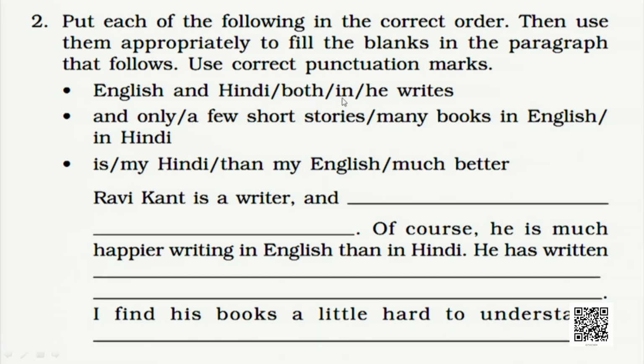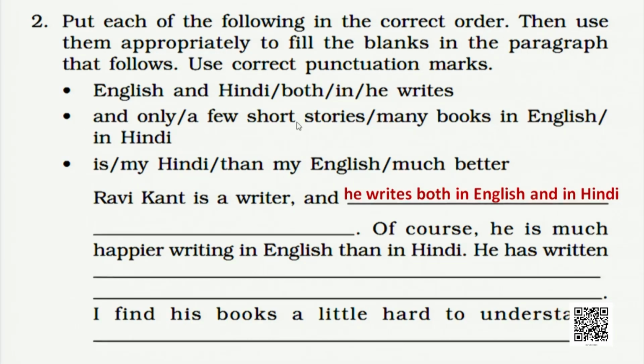English and Hindi both in he writes. Okay. So Ravi Kant is a writer, and how can you make it correct? He writes both in Hindi and English. So what is the correct answer? He writes both in English and in Hindi. English can come first because the person is writing in English. Next one is, of course, he is much happier writing in English than in Hindi. He has written. So let's go on to the next sentence.